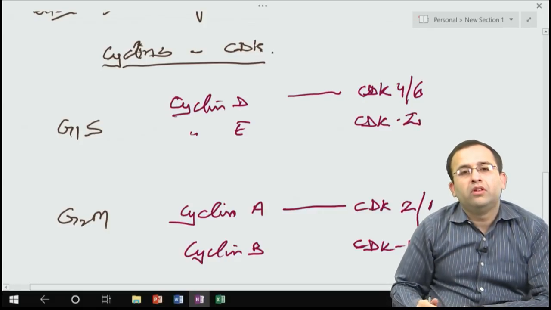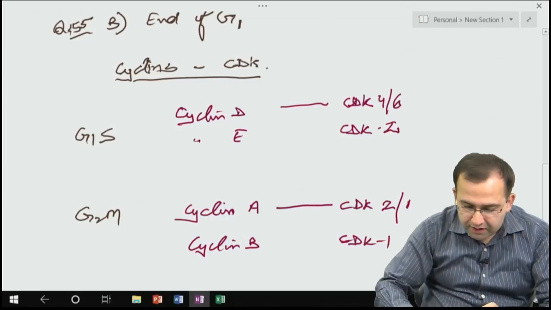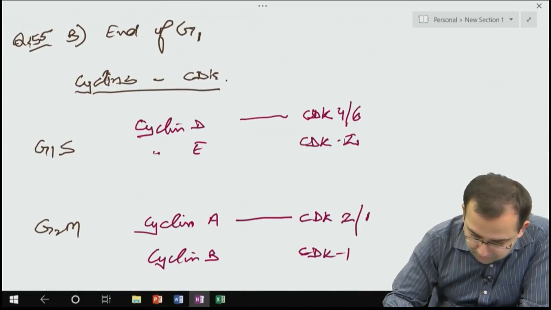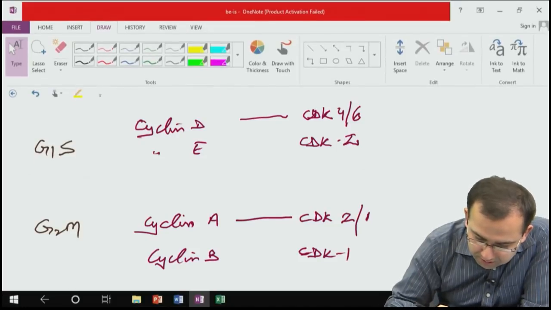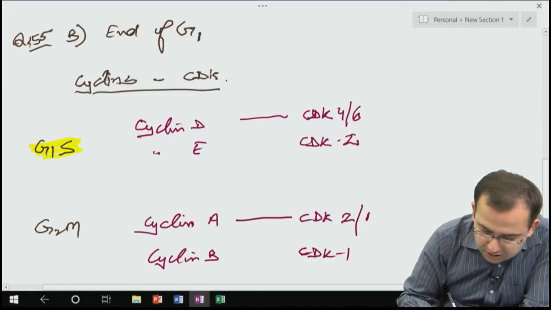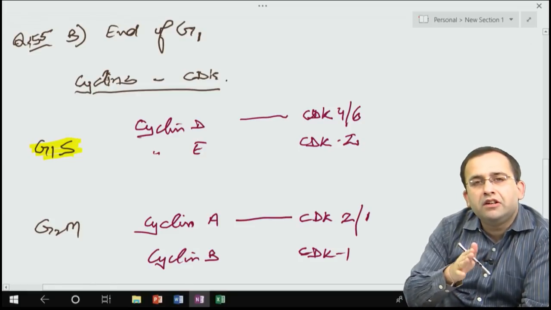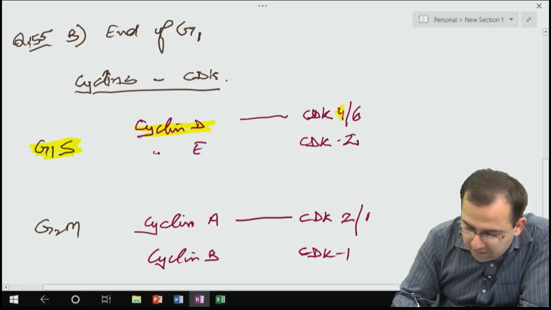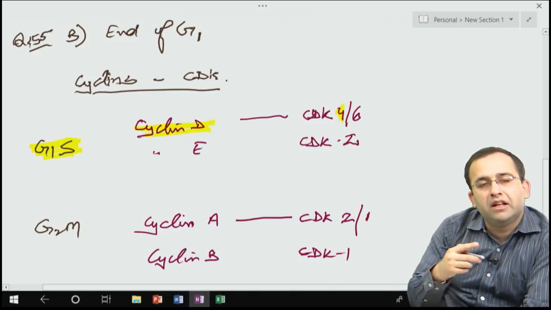CDK4, 6. This is the master table of cyclins binding to cyclin-dependent kinases. Next point. Which is the main checkpoint? G1S. Which is the main cyclin responsible for crossing G1S? Cyclin D binding to CDK4. The main CDK is CDK4.